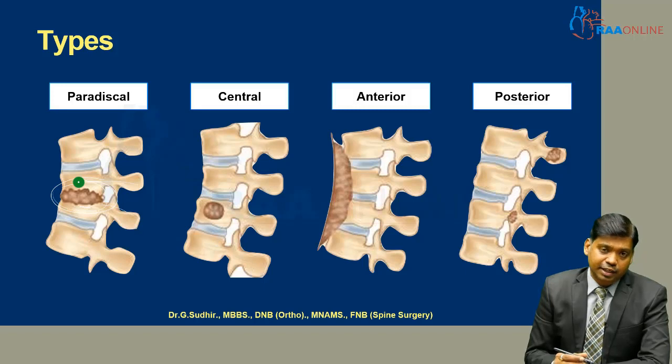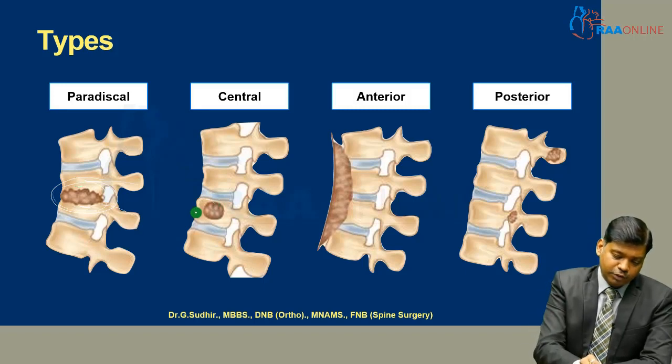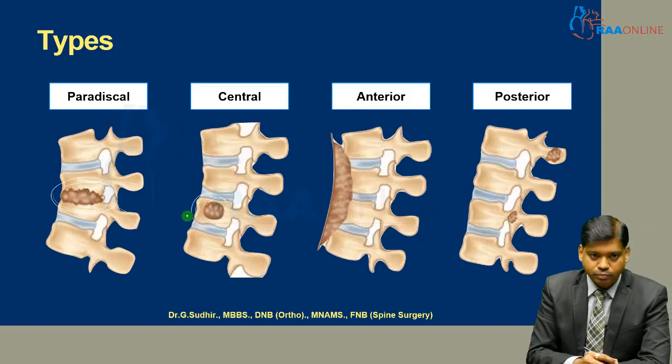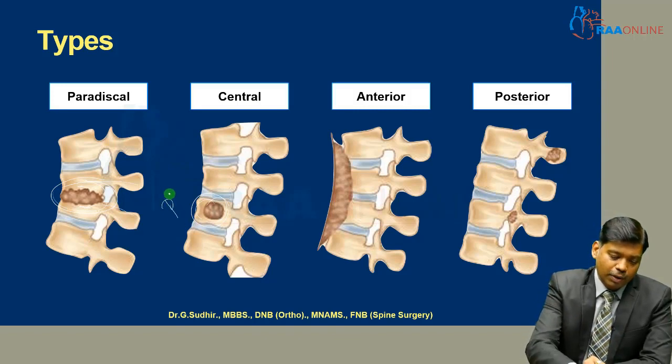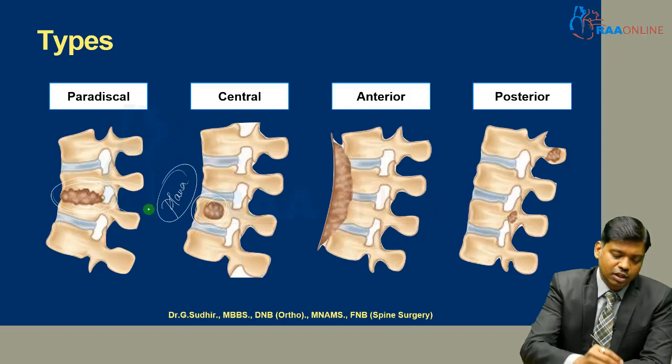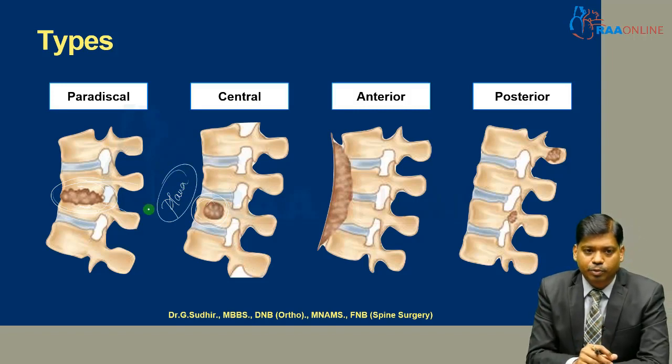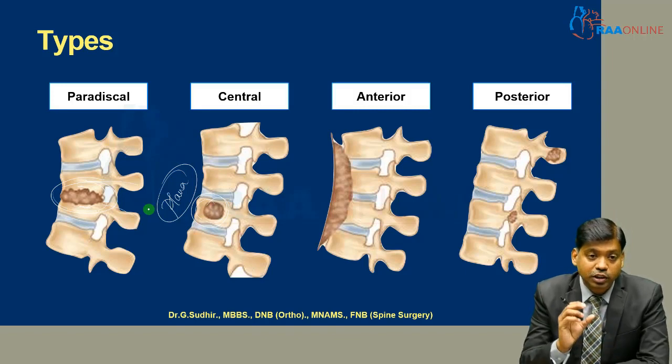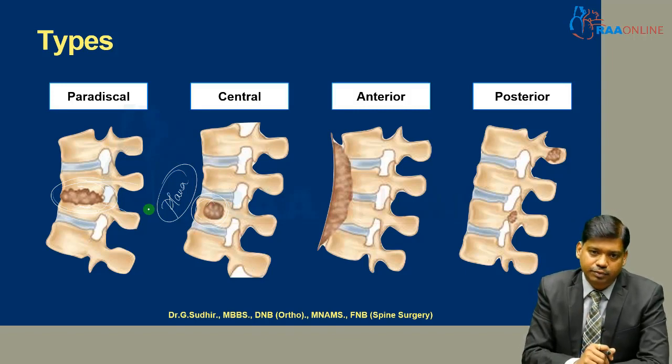Next is the central type of tuberculosis, where the TB affects only the central part of the bone, and it can eat away the bone and result in something called vertebra plana, which could be seen in other conditions. But if there is central tuberculosis, it can cause complete collapse of the vertebra, and that is why it is called concentric collapse or vertebra plana.